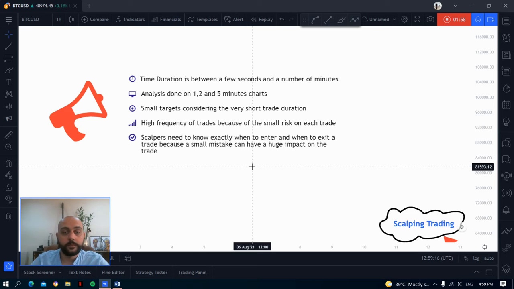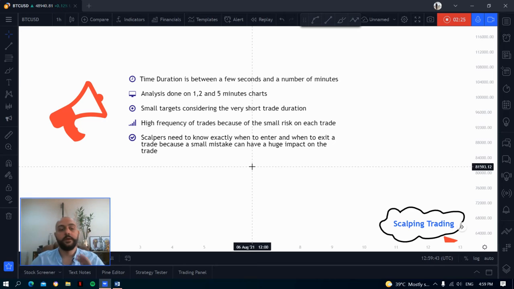Scalp trading has a high frequency of trades because of the small risk. Because, like I said, the market isn't moving that much, so you can have a lot of trades in like 1 hour. You can have like 20, 30 trades. It depends on the person that's trading. So, scalpers, this is the main thing about scalper trading, though. Scalpers need to know exactly when to enter and when to exit a trade because a small mistake can have a huge impact on the trade.